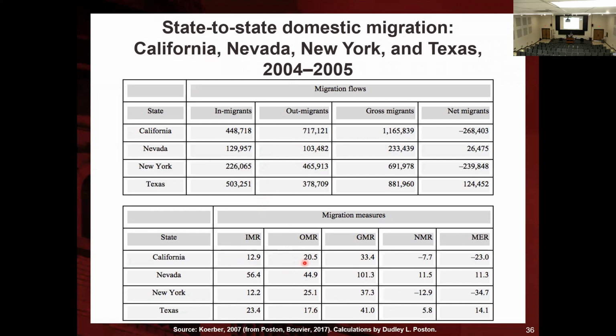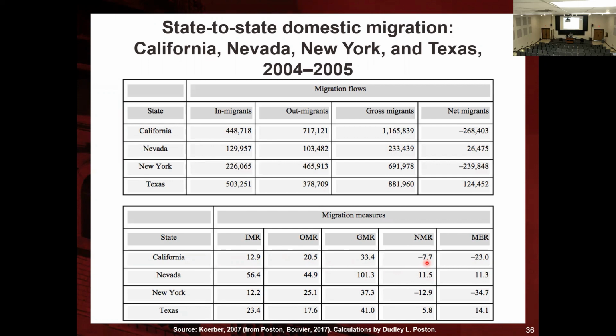And the gross migration rate overall: for every 1,000 people in California, 33.4 either entered or got out of California, right? And that's pretty much if you add these two here, you get exactly 33.4. And the net migration rate, you're saying that for every 1,000 people in California, California lost 8 more people than they received within this period. So more people getting out.